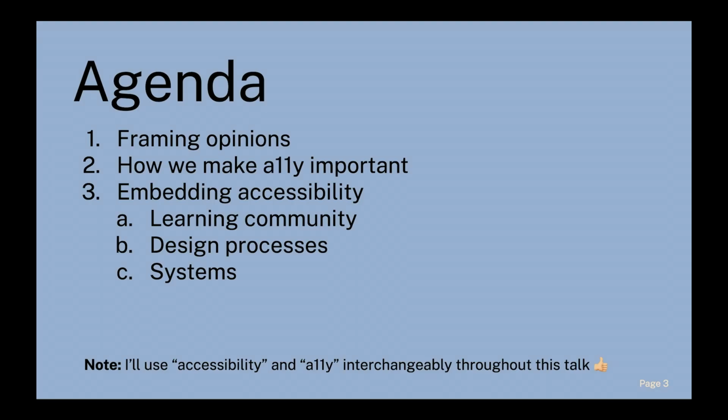So here's what we'll talk about today. I want to offer some framing opinions, some strongly held, some spicy, and it'll sort of give you an idea of where I'm coming from in talking about accessibility practice. Talk about how we make accessibility a value that we share in our organizations. And then I'll get into brass tacks, how we might embed it across our design processes, across our learning communities, and then on a more technical side, once you're moving into code, how do you build in accessibility at that point too. So welcome your questions along the way.